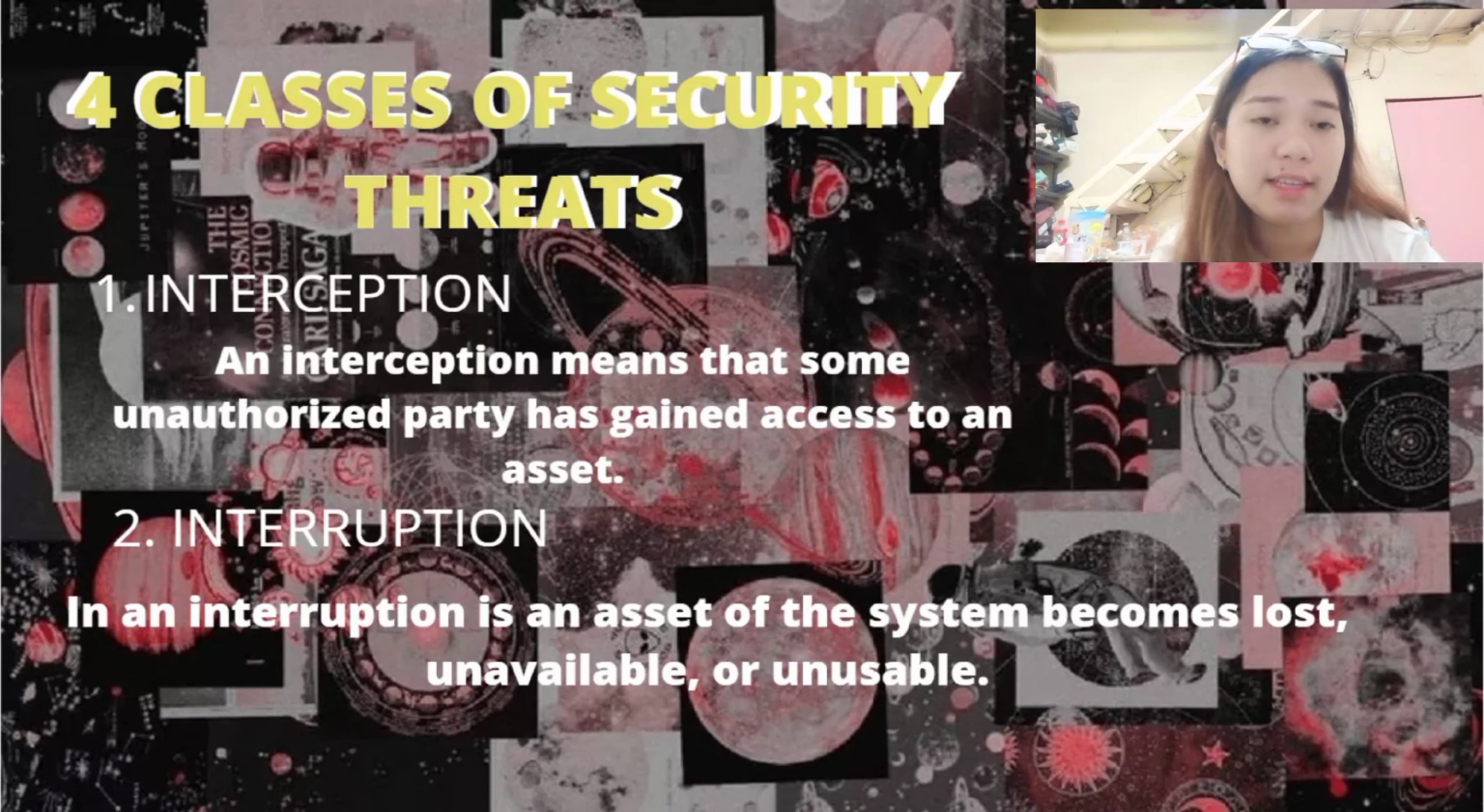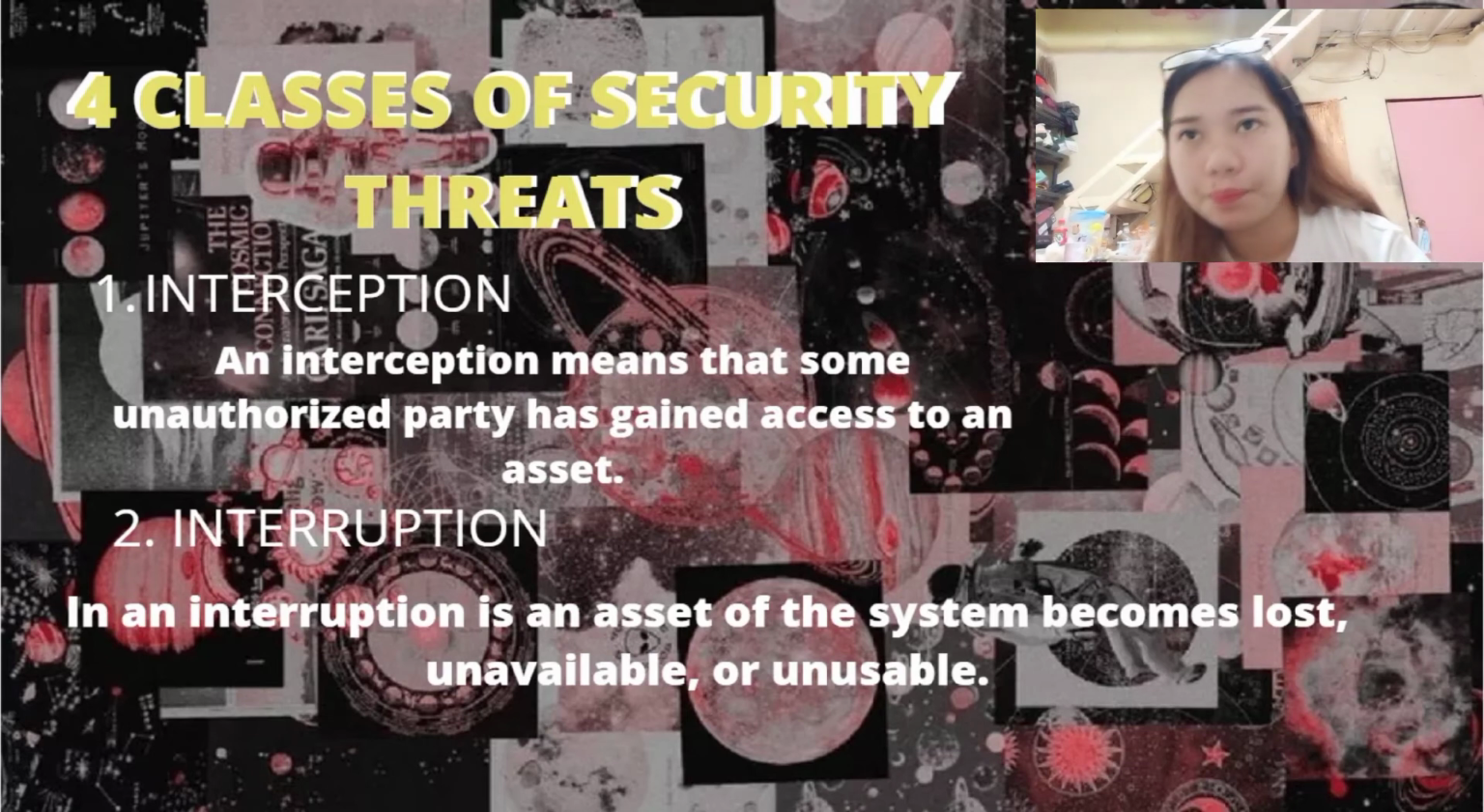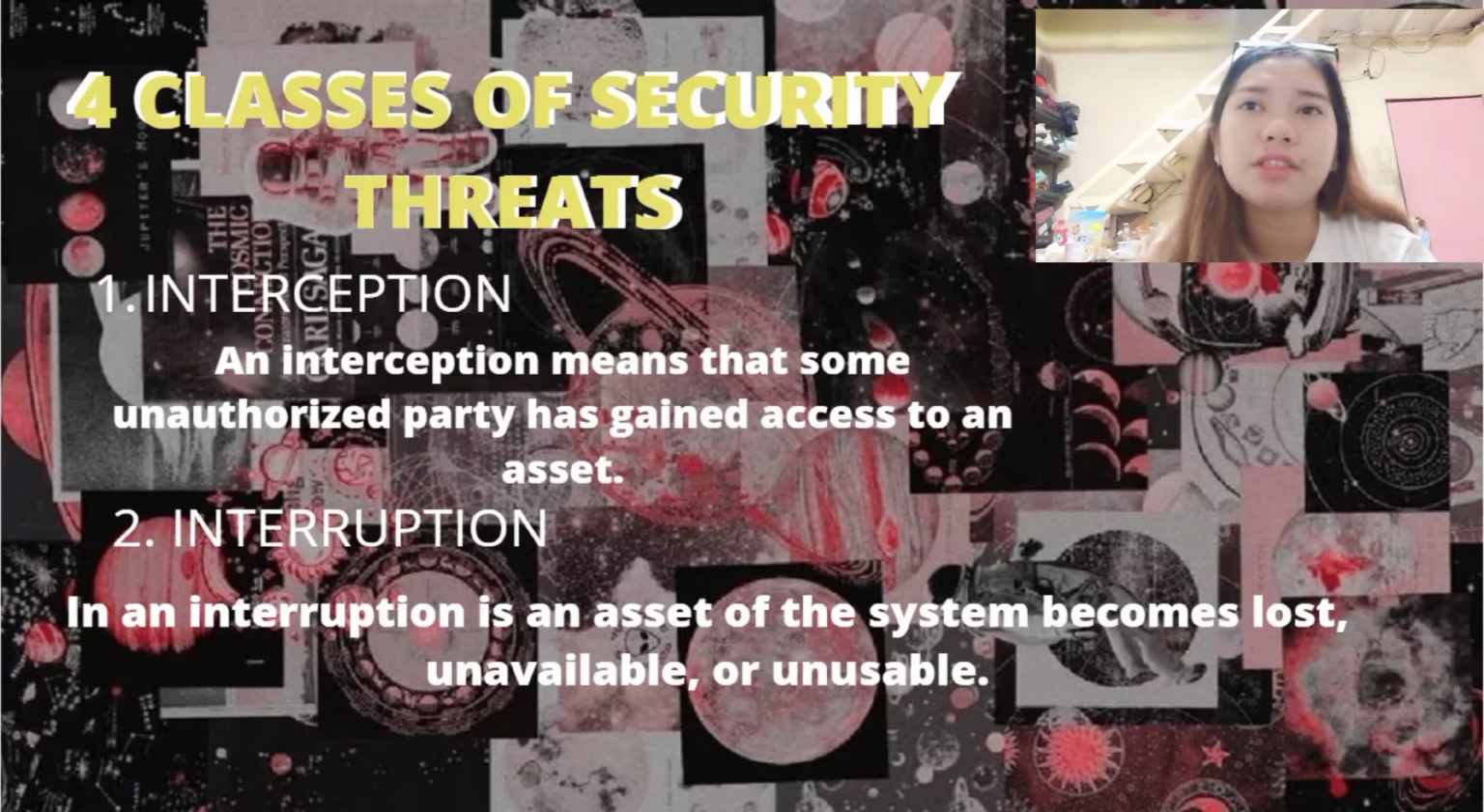First is interception. An interception means that some unauthorized party has gained access to an asset. The outside party can be a person, a program, or a computing system. Examples of this type of failure are illicit copying of programs or data files, or wiretapping to obtain data in a network.